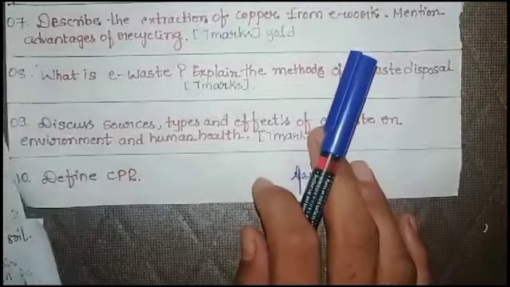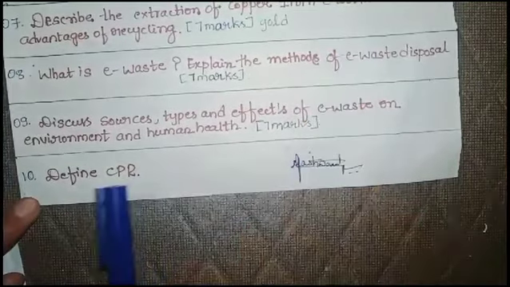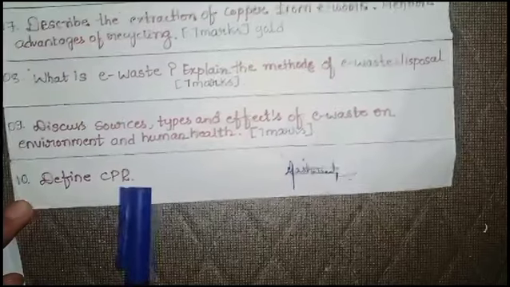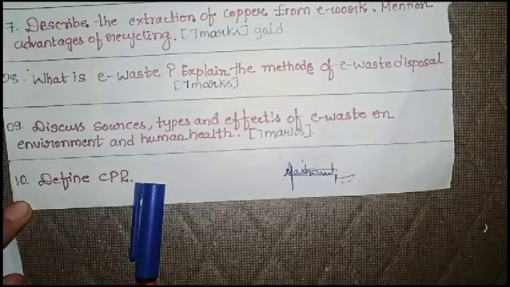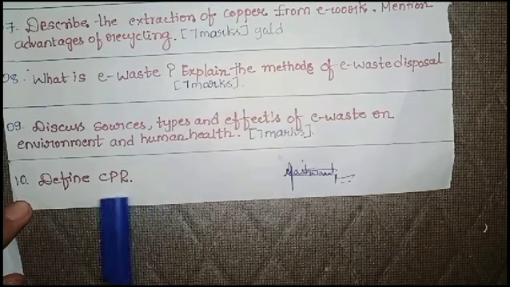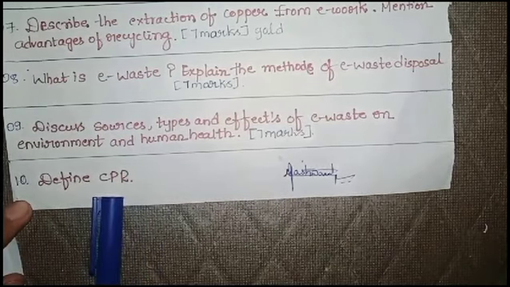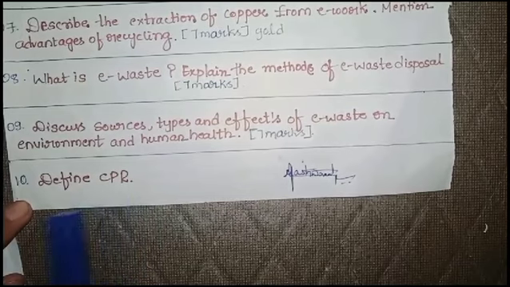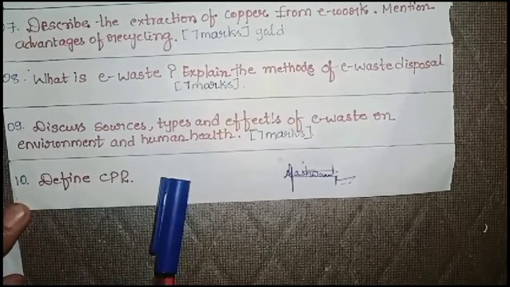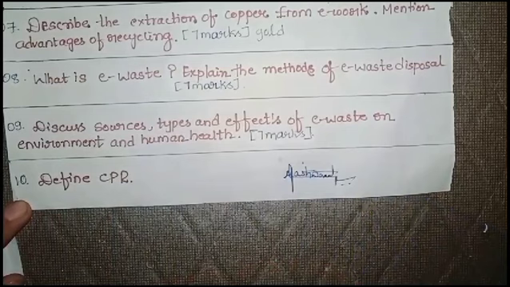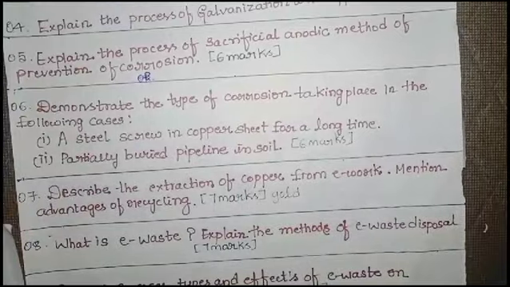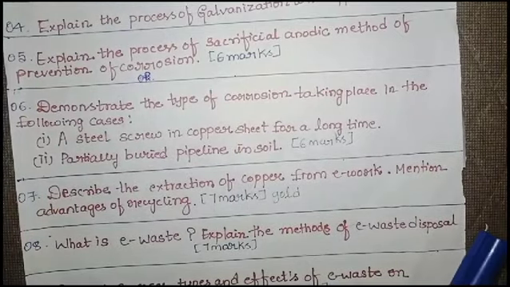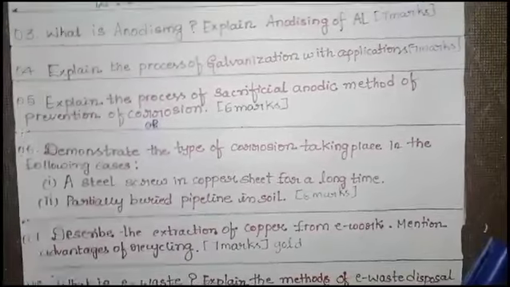Next, the last but not the least, define CPR. And they may ask numerical problems in the first part or second part. It depends upon the question paper setter. They ask corrosion penetration rate as a definition, and they may ask numericals. If you are familiar with the numericals, you can score. By learning all these questions, it's more than enough to score good marks in Module 3.